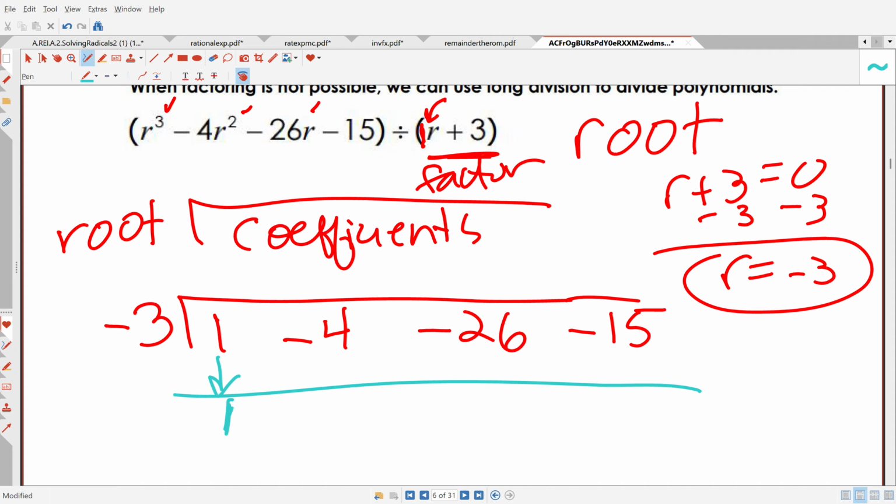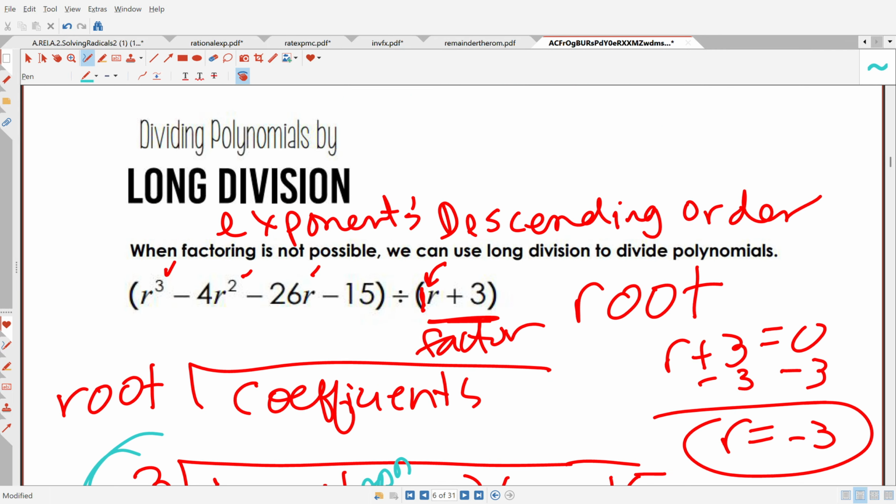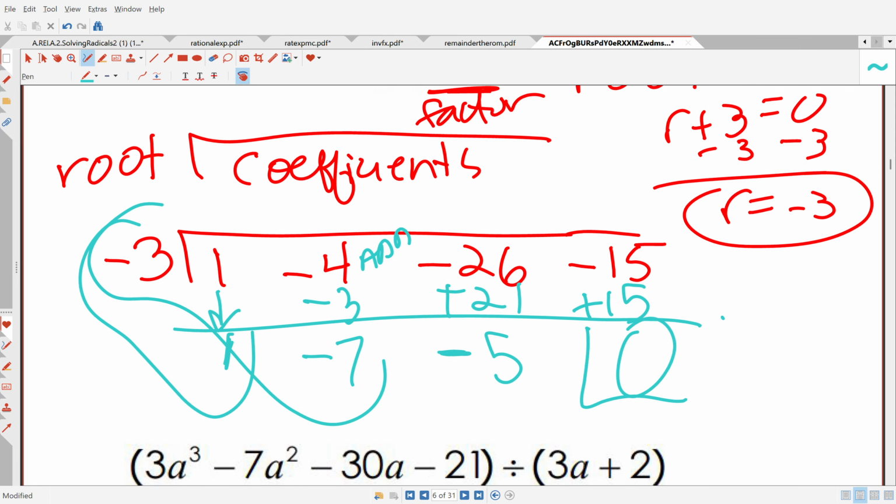Negative 3. You multiply negative 3 times 1, and then on this side you add. Negative 4 plus negative 3 is negative 7. Then you multiply over here. Negative 3 times negative 7 is 21, and then you add. So you get negative 5. Then you do negative 3 times negative 5 is 15, and you get 0. Now this is a factor. If they ask you, is r plus 3 a factor, you would say yes, r plus 3 is a factor because the remainder equals 0.